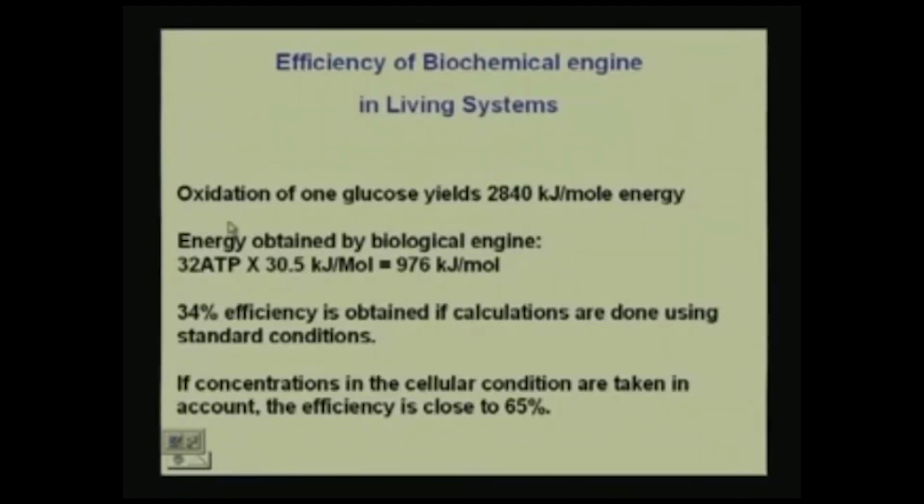So if we consider the efficiency of the biochemical engine in living systems, the oxidation of 1 glucose yields 2840 kilojoules per mole of energy. That is a huge amount of energy. And the energy obtained by this biological engine is 32 ATP into 30.5 kilojoules per mole. That is the ATP hydrolysis, remember, 31 kilojoules.